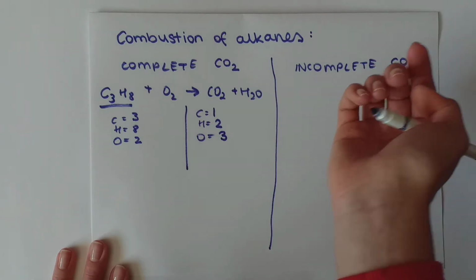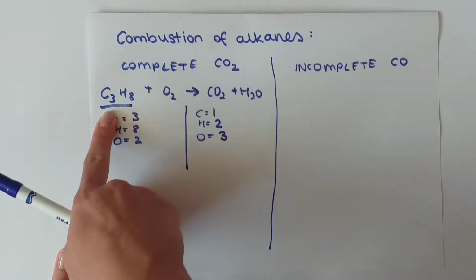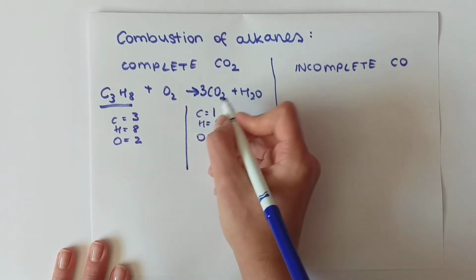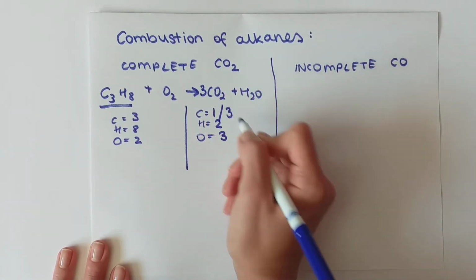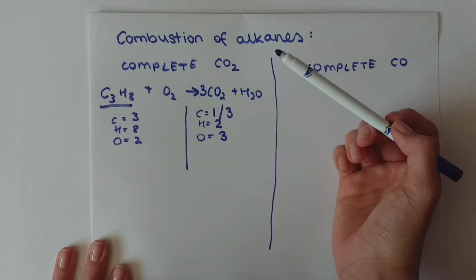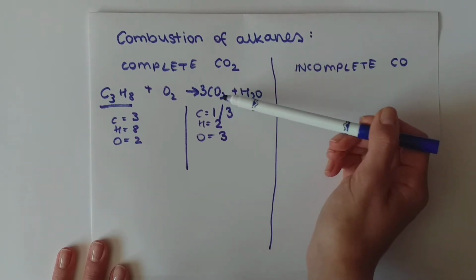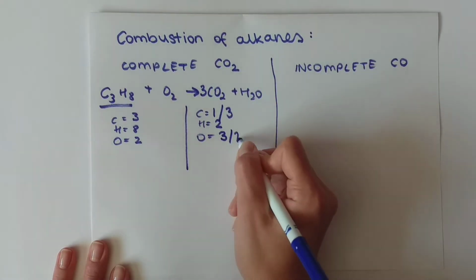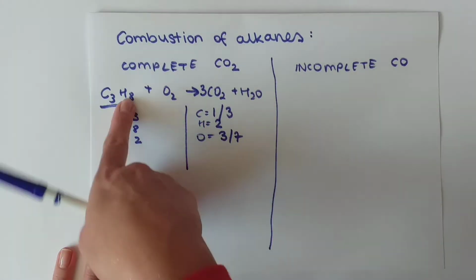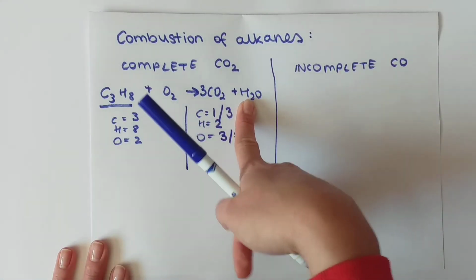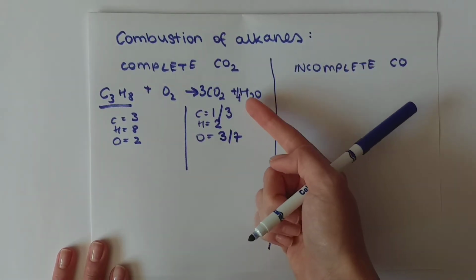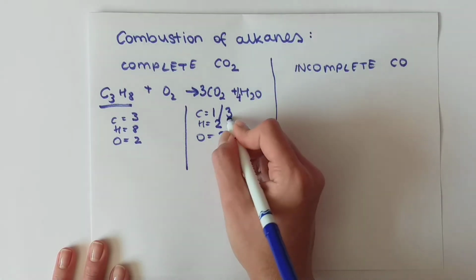I'll start off with the carbons. I have 3 carbons on the left-hand side, so to get 3 carbons on this side, I'm going to put a 3 in front of the carbon dioxide. So straight away we get 3 carbons. However, that also changed our number of oxygens. We now have 7 oxygens. Still not equal. Okay, next I'm going to move on to hydrogens. We have 8 hydrogens here and only 2 on this side. So to make it equal, I'm going to put a 4 in front of the water. 2 times 4 is 8.